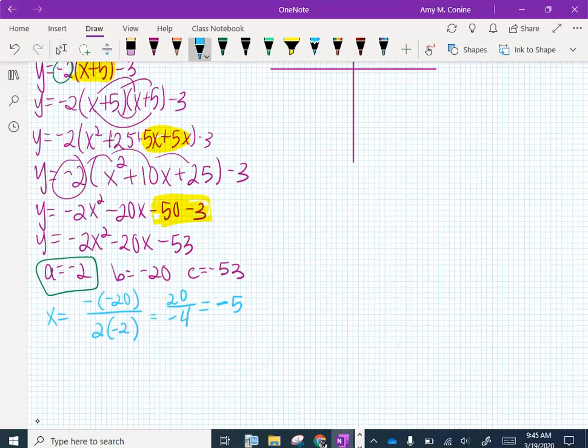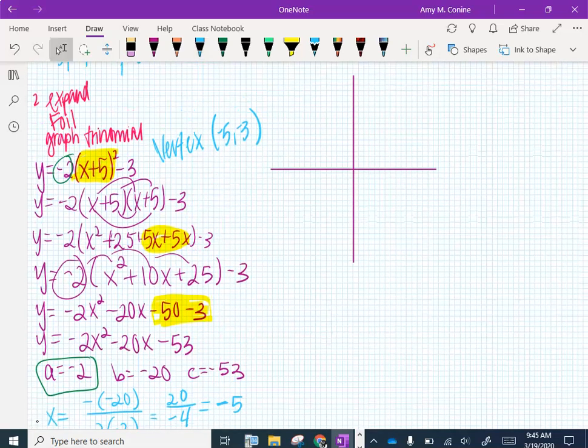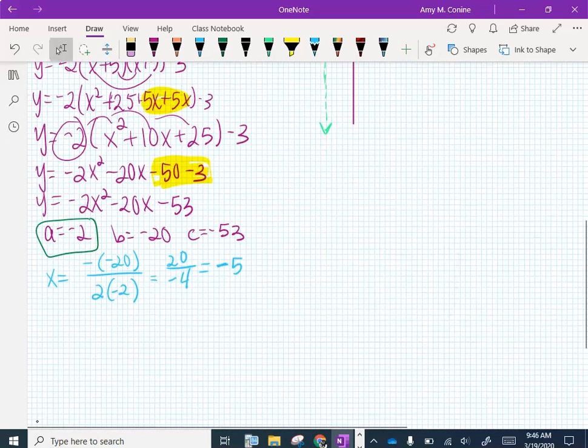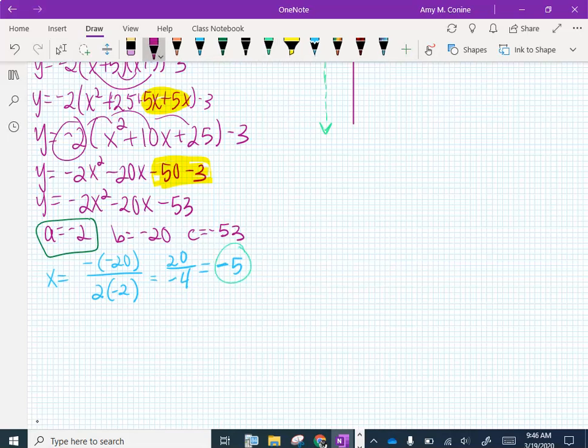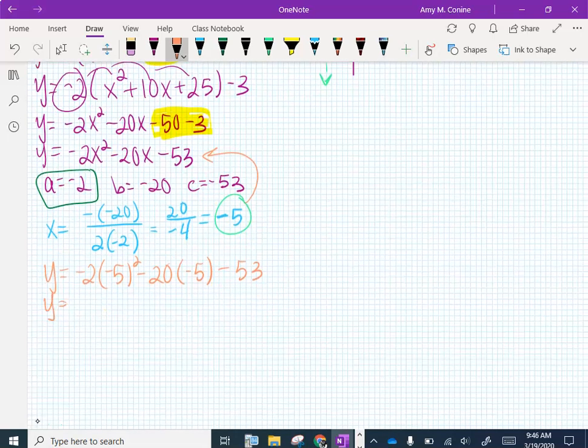So this x value, if you remember, is where your axis of symmetry goes. So I'm going to go to negative 5. So 1, 2, 3, 4, 5. The graph is a little small, but that's okay. Okay, I've got my axis of symmetry, and I'm going to plug this negative 5 into my trinomial to get my y value. So I've got negative 2 times negative 5 squared minus 20 times x minus 53. And I'm going to do some math. Okay, we're going to math it up.